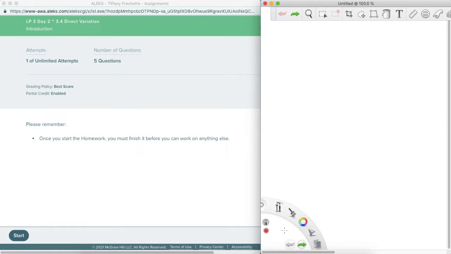All right, this is Chapter 3, Section 4, called Direct Variation. This is for Integrated Math 1, or IM1. So just as always, I'll start this off the same way I do with the other ones.